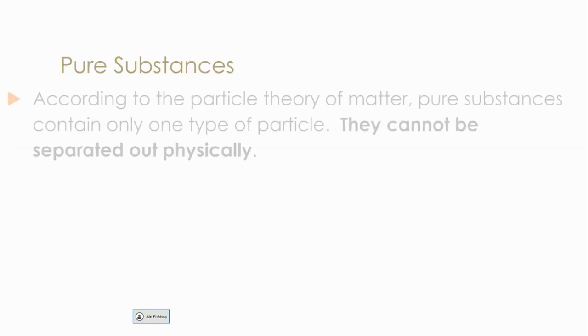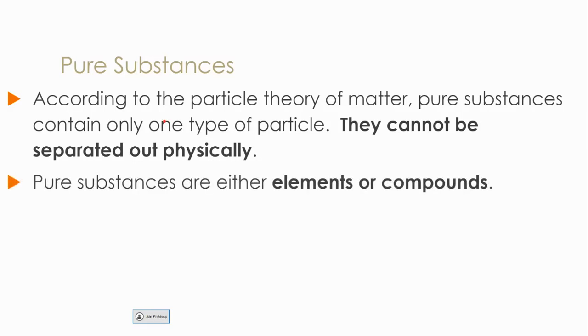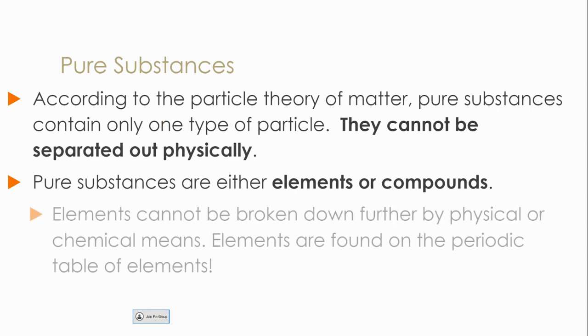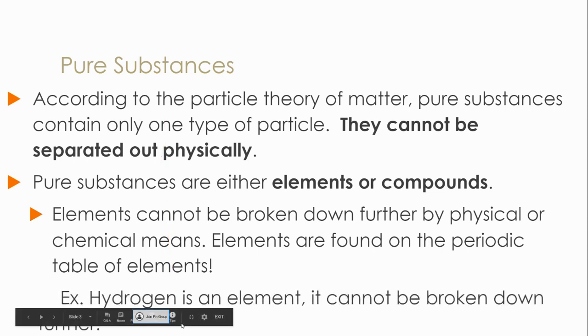What are pure substances? According to the particle theory of matter, pure substances contain only one type of particle. It cannot be separated out physically. Pure substances are either elements or compounds. And elements cannot be broken down further by physical or chemical means, right? After you're at the atom stage of an element, you just have protons, neutrons, and electrons, and that's it. So for example, hydrogen is an element and it cannot be broken down any further.